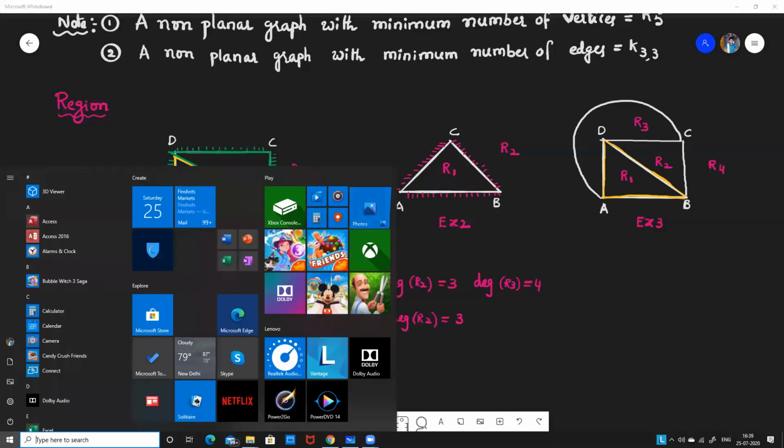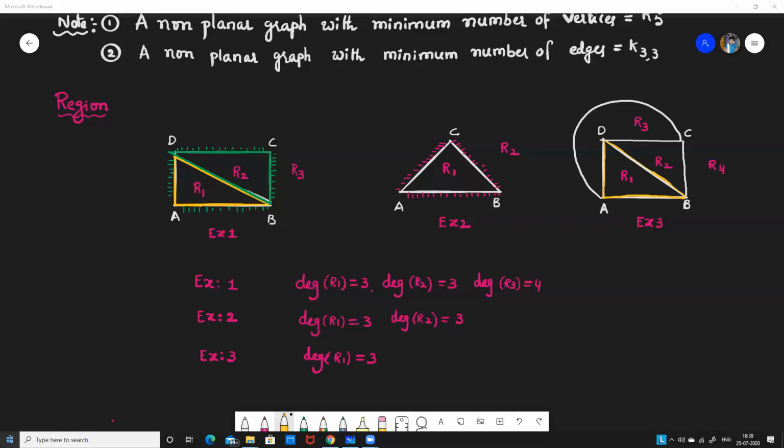Similarly, degree of R2 is equal to again 3. And degree of R3, how many? So degree of R3 is also 3, because the number of edges bounded for the region R3 is equal to 3.